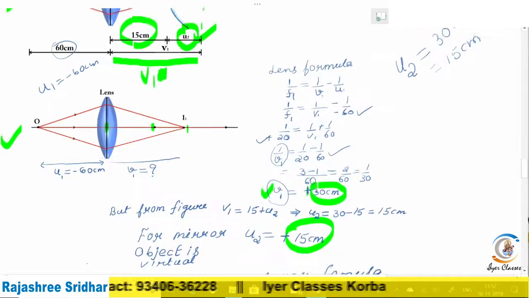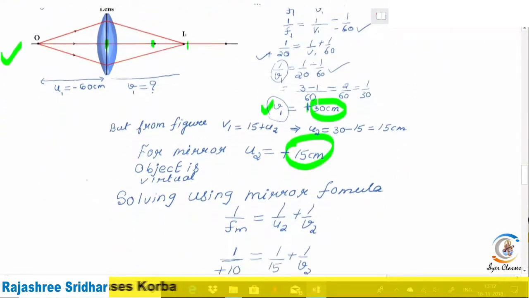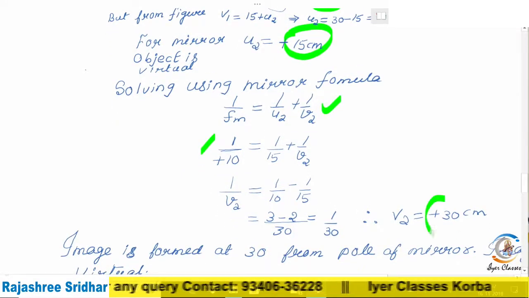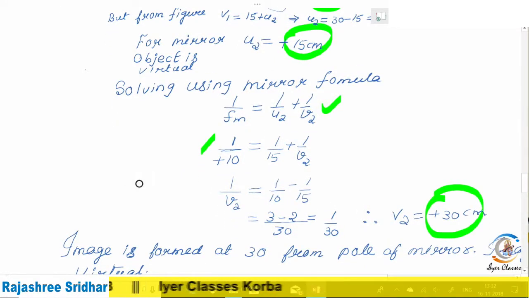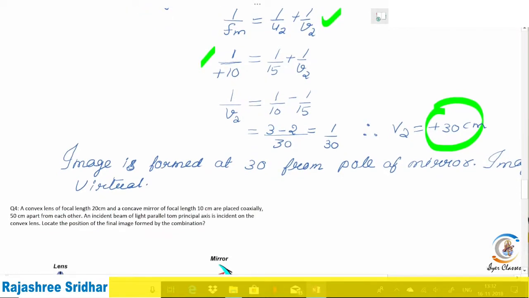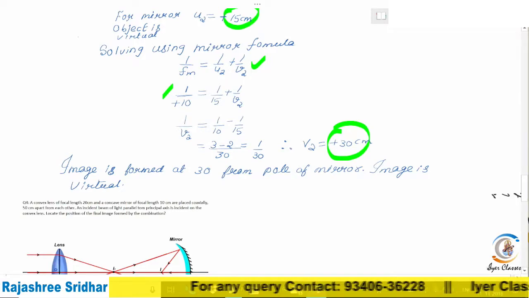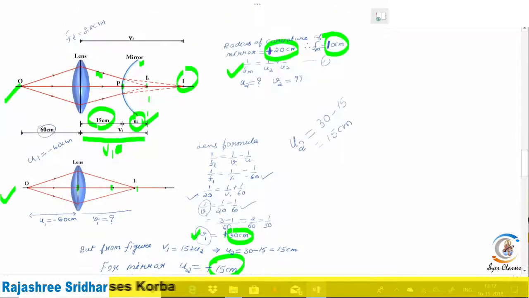We know the focal length of the mirror, we calculated it as 10 centimeter. Now applying this in the mirror formula, we get the image distance again to be plus 30 centimeter. That means where is the image formed? The image is formed 30 centimeter from the pole of the mirror, and the image formed is virtual. Why virtual? Because the object is here and the image is formed behind the mirror, as you can see here, so it is virtual, right? Okay, let us move on to the next question.